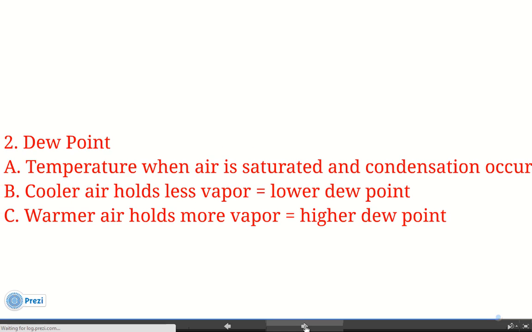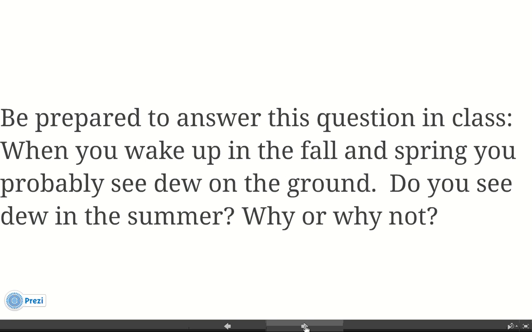Now, question for you. You will have to be prepared to answer this Tuesday morning in class. When you wake up in the fall and the spring, you probably see dew on the ground. Do you see dew in the summer? Why or why not? This is very appropriate because I believe there's supposed to be frost tonight.